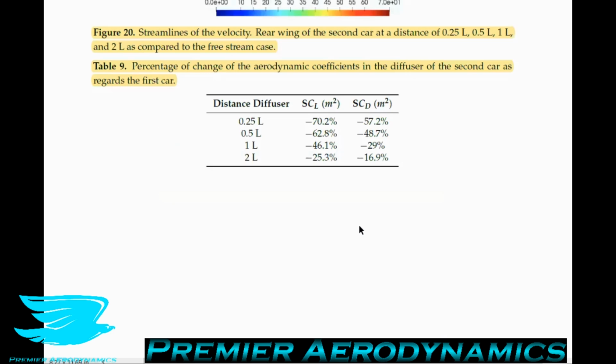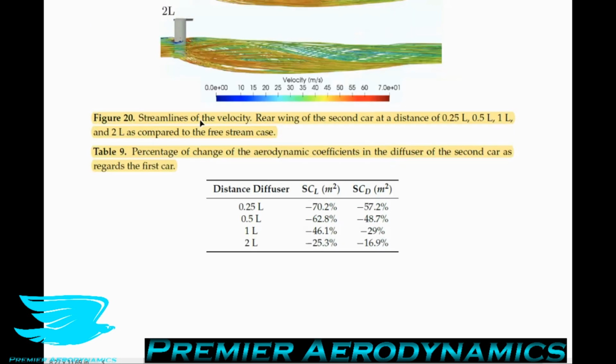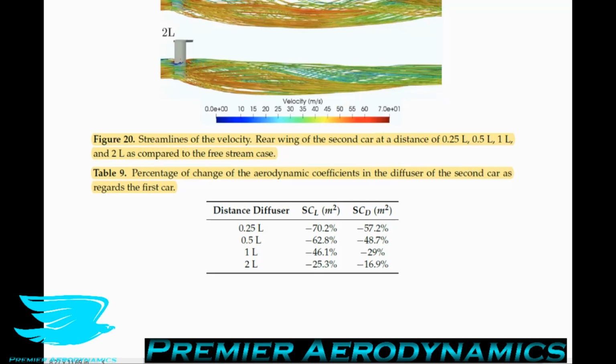So what about the diffuser though? We know that the diffuser, along with the rest of the underbody, produces about 60% of the entire vehicle's downforce, as we covered in podcast number 118. What about when we have tandem cars, one upstream, one downstream? Table 9 reports that the diffuser is the device that suffers the most under the wake conditions, as the downforce loss in close proximity to the upstream car is 70%, and the drag can be found to reduce by 57% at the same distance.